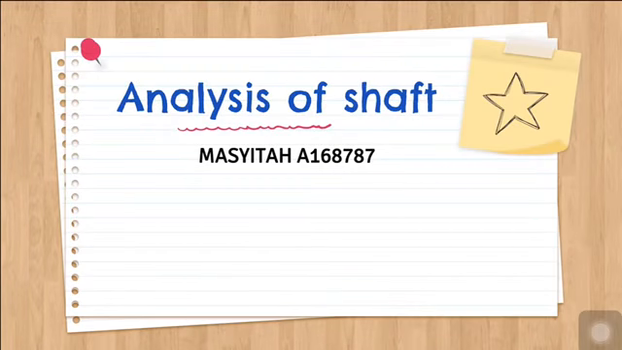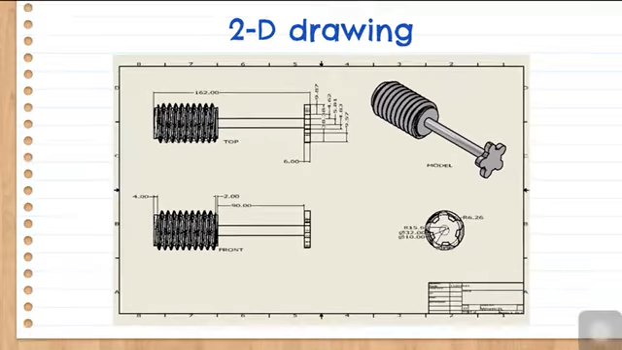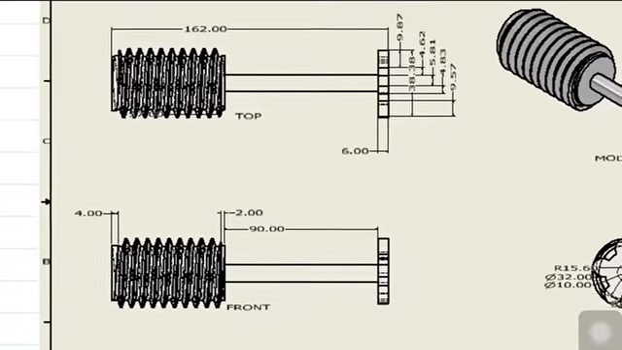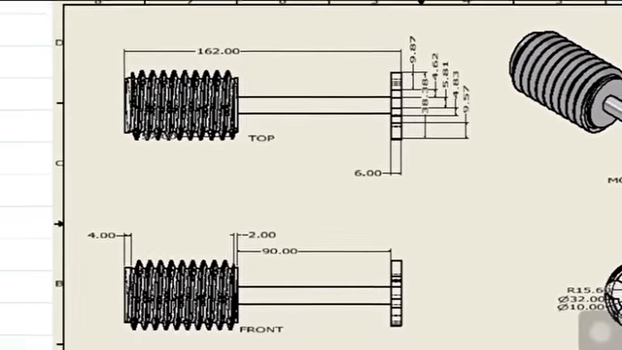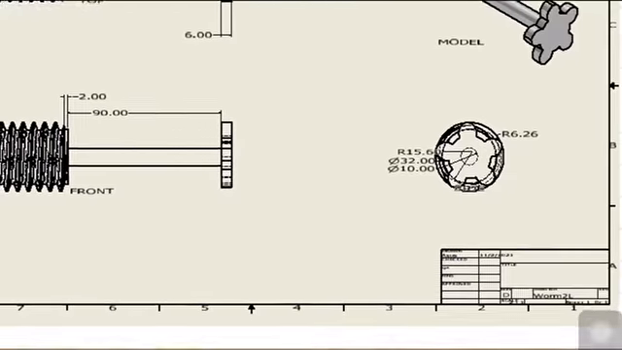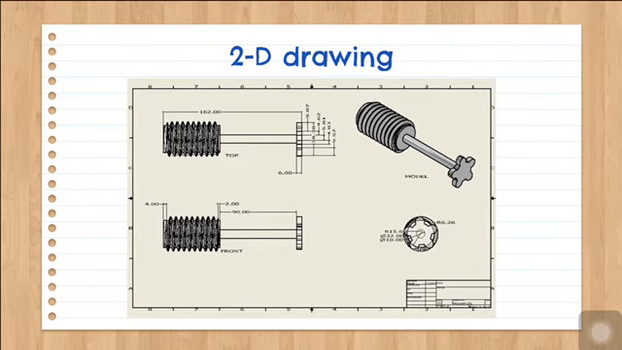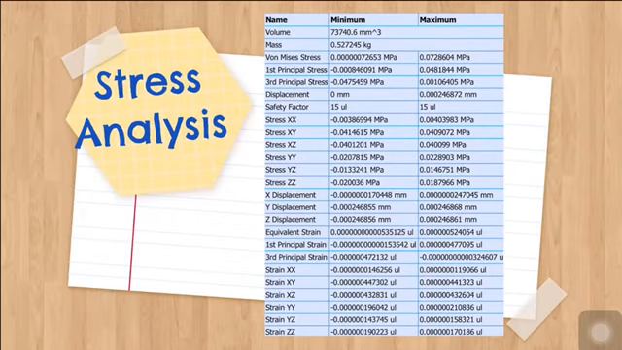First thing first, when we want to do analysis, we need to have our 2D drawings. So this is our 2D drawings. This is our top view, and then this is our front view. Then we proceed to the result.